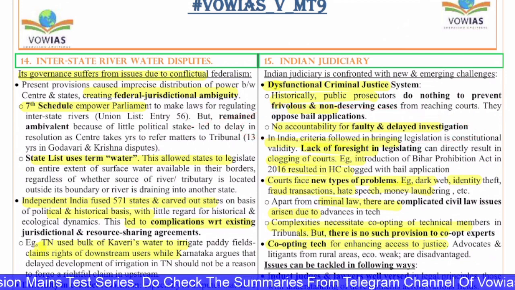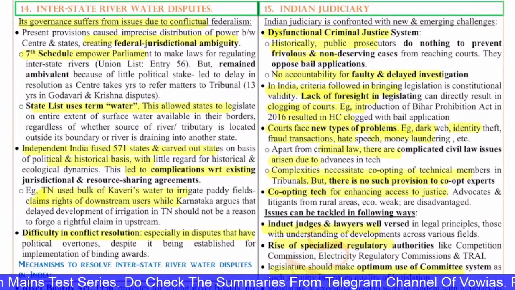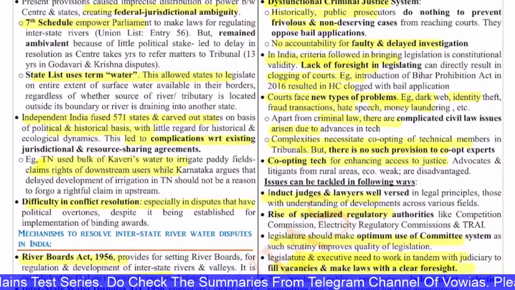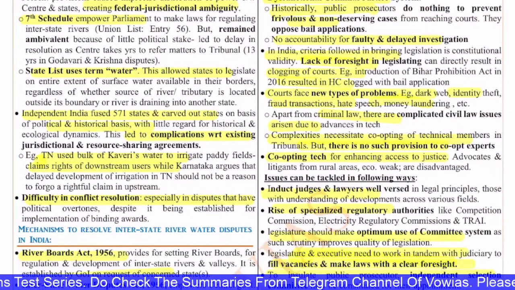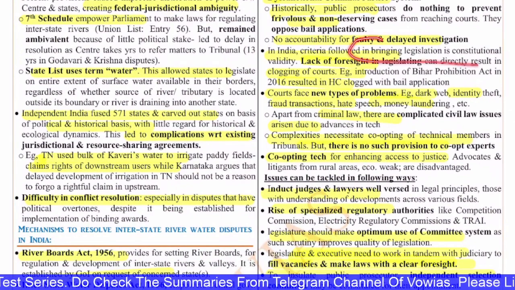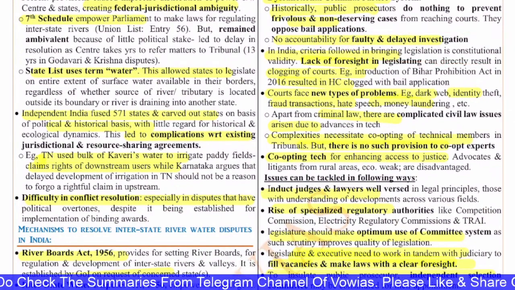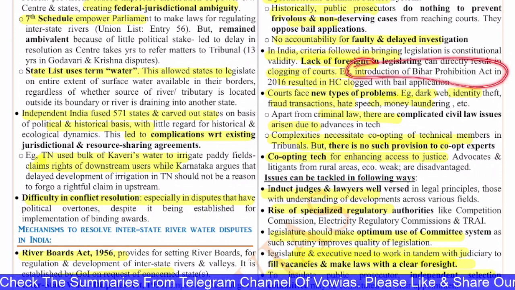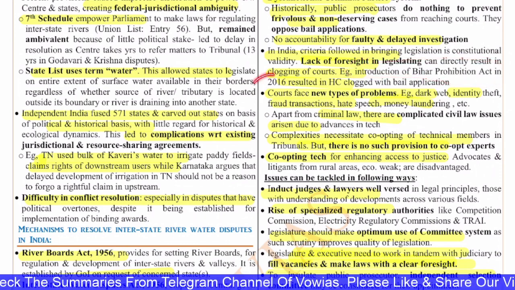In India, the criterion followed in bringing legislation is constitutional validity. Lack of foresight in legislation can directly result in the clogging of courts. Example, the introduction of the Bihar Prohibition Act in 2016 resulted in the High Court being clogged with bail applications.